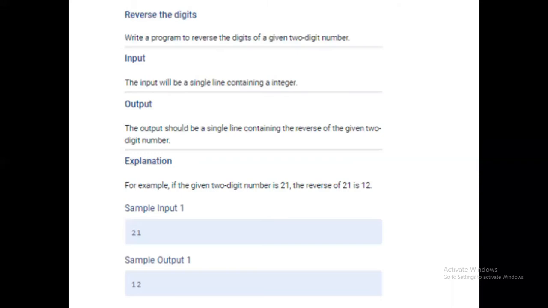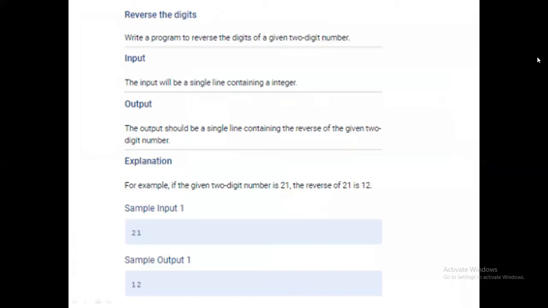Today's agenda is we are going to solve some problems. Example programs we are going to discuss. Everyone try to give the response in the chat box. Okay, so let us start.